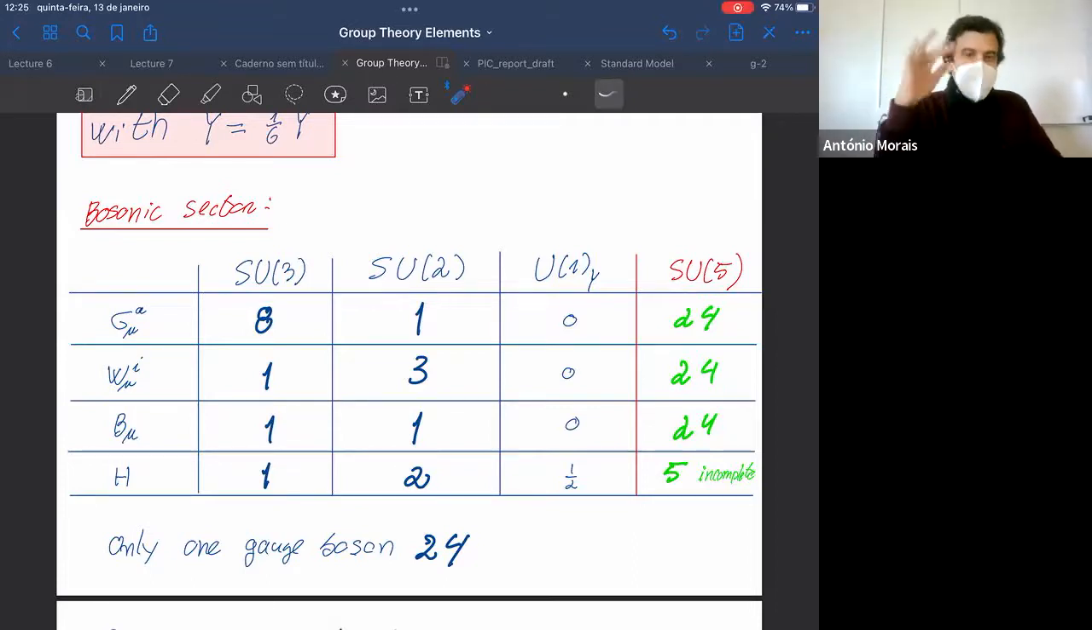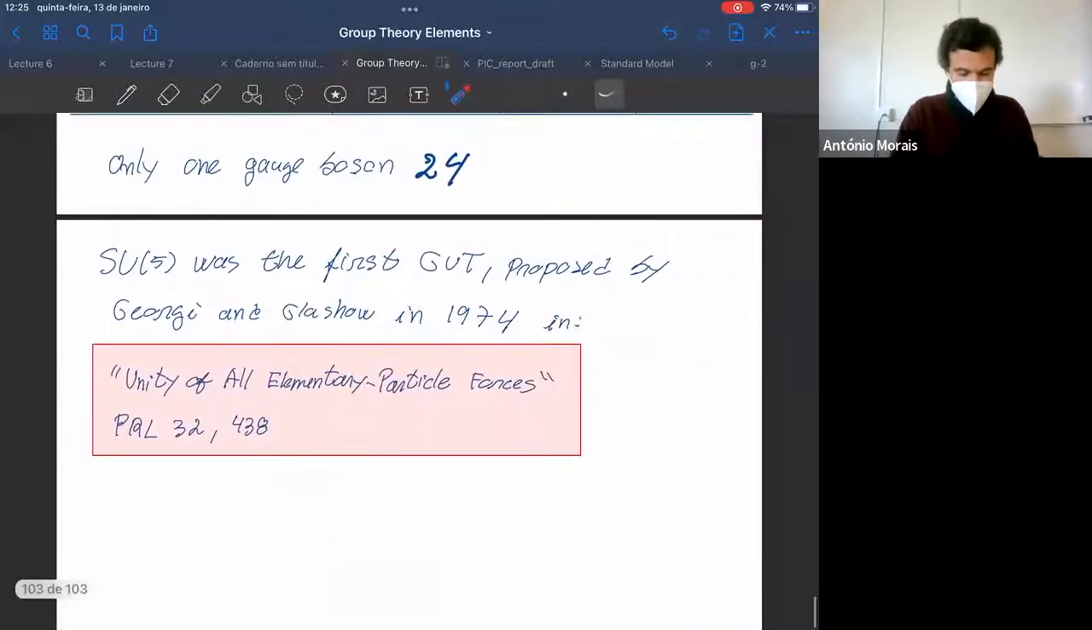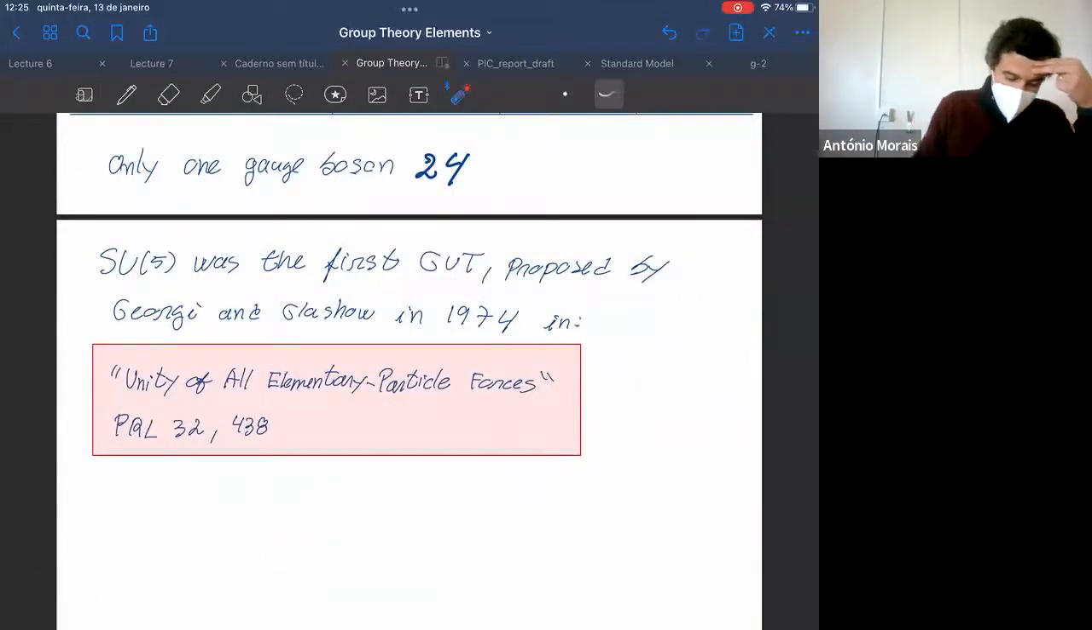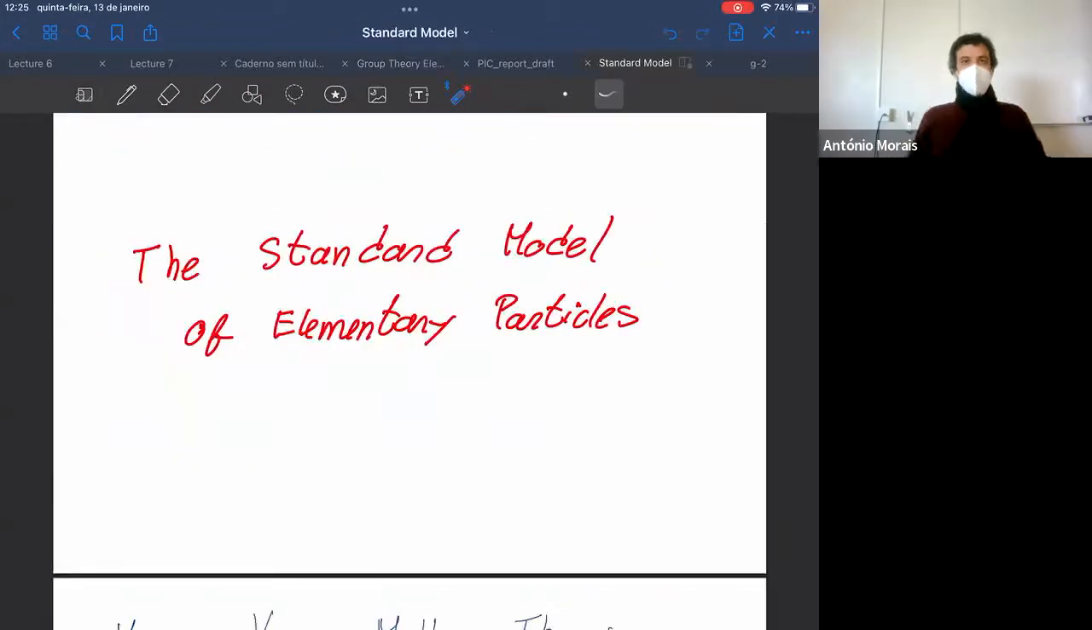But that's already too far from a Higgs mechanism. Right, this is only to say that SU(5) was the first grand unified theory proposed by Georgi and Glashow, here in this unit of elementary particle forces. This was the PRL I was meant to talk about last year in our journal club, but then there was the g-2 talk that I had shown minutes ago. Right. With this, we can have a smooth transition to the standard model itself.